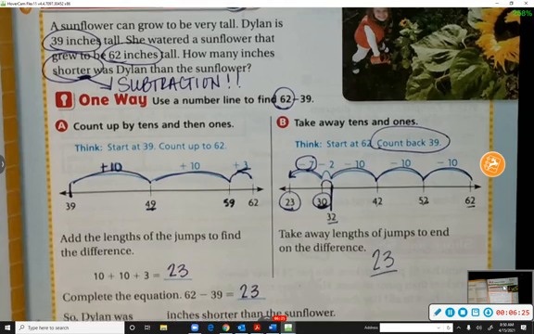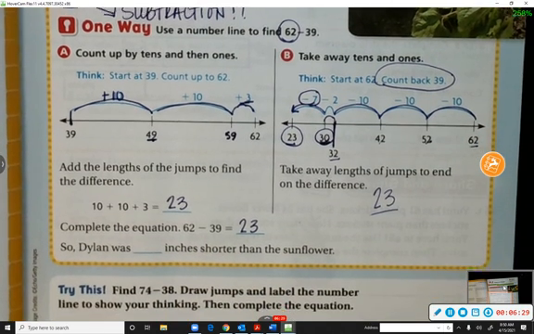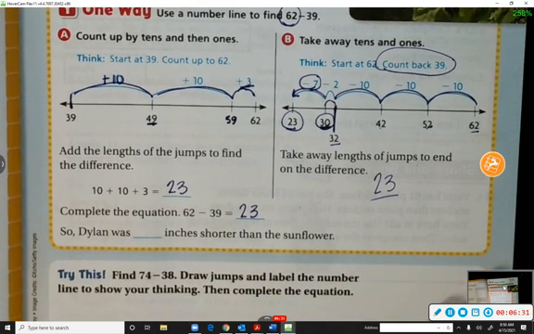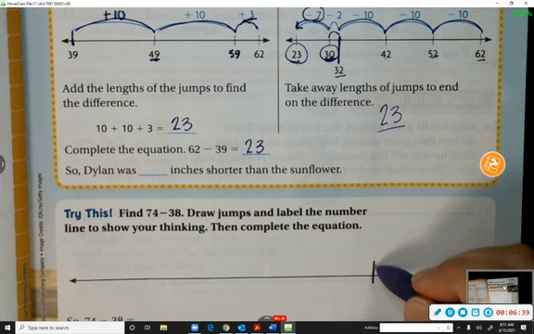Which one do we want to do? Add, forward or backwards? Subtract, forward or backwards? Backwards. Okay, so that means what would be down here on the number line at the end?